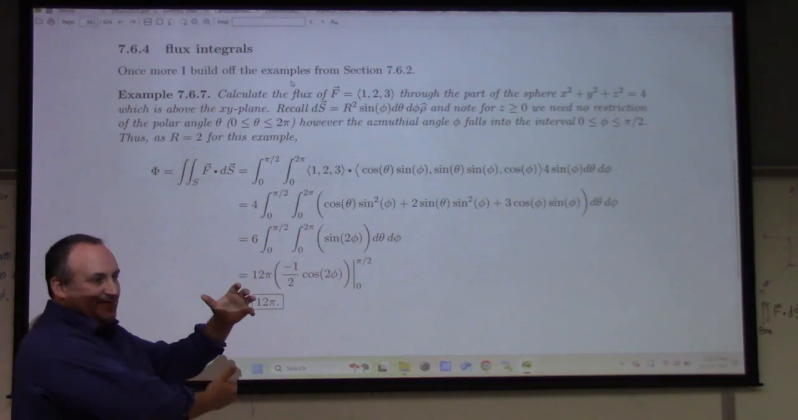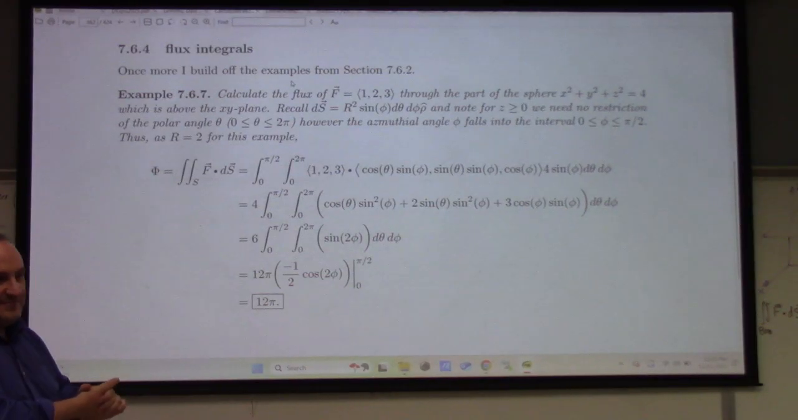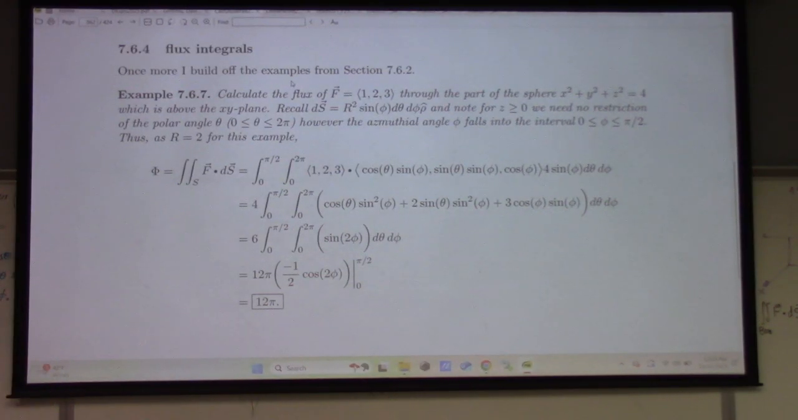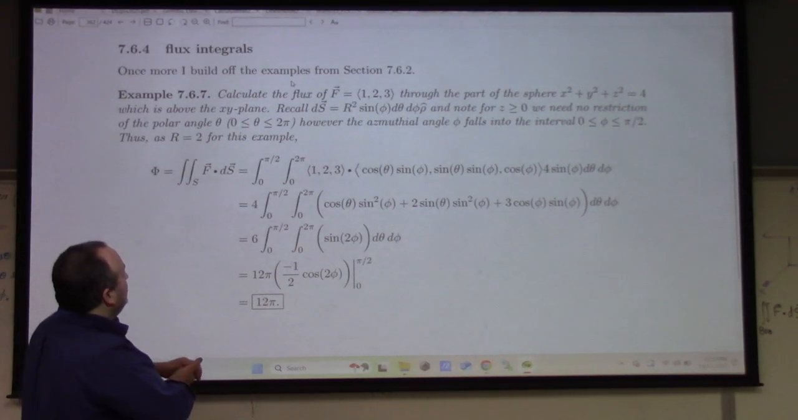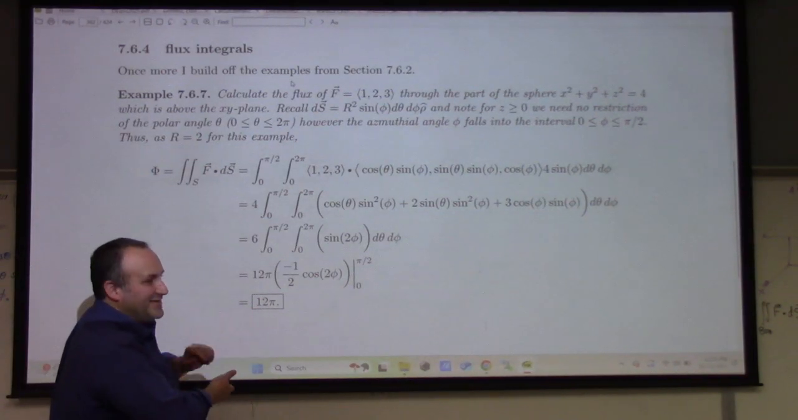Whatever goes in one side of the sphere comes out the diametrically opposed side, right? What comes in goes out. There's no flux line that doesn't come in that doesn't go out, right? So yeah, the net flux most certainly would be 0, which tells me if I was to work this out over the lower hemisphere, I must get minus 12 pi.